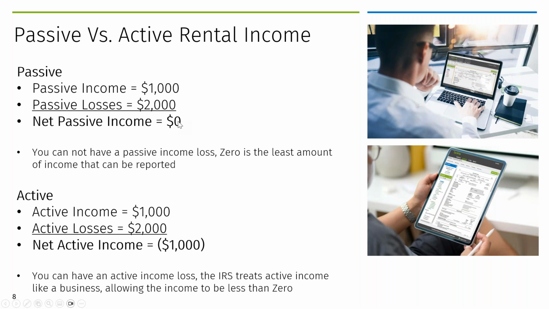So the IRS is setting some hard caps against what just normal people that don't work in this industry can take as their losses. You juxtapose this with active, same sort of situation. We have active income of $1,000. We have active losses of $2,000. Well, now we have a net active income loss of $1,000.